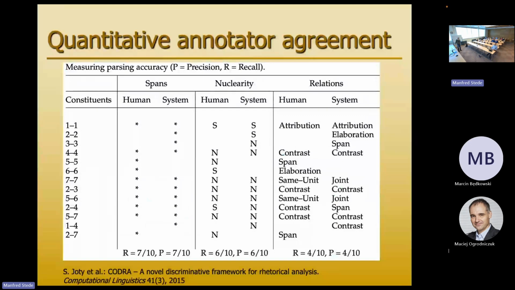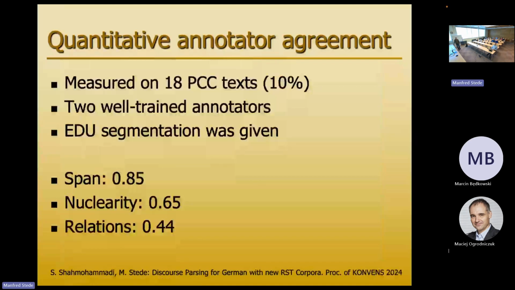So commonly eRST agreement is evaluated not by just one number, but by giving these 3 different numbers. First of all, did people agree on spans? Did they agree on assigning nuclearity? And then about labeling the relations. So we usually get 3 different numbers. And last year we made one experiment on a part of the PCC with two well-trained annotators. Segmentation was already given. We wanted to factor out the segmentation problem and just look at agreement for building the tree. And those are the figures that we got.